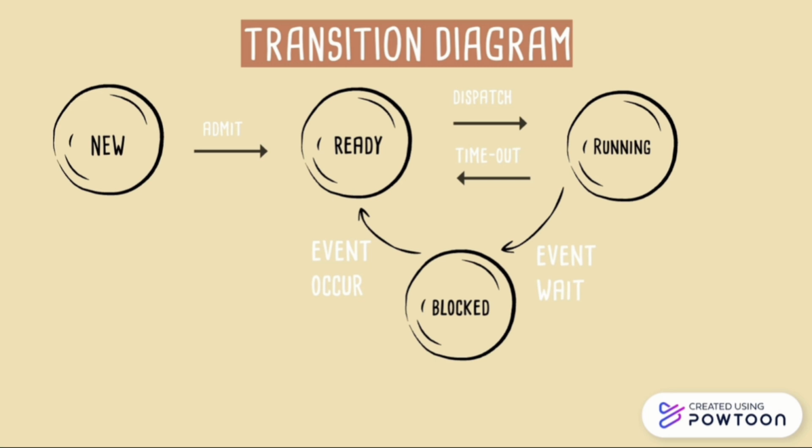In the blocked state, the process is waiting for an event to complete, such as I/O completion. The process cannot continue executing until the event it is waiting for occurs. And this transition happens when the event the process was waiting for is completed. The process moves from the blocked state back to the ready state, where it can be scheduled for execution again.